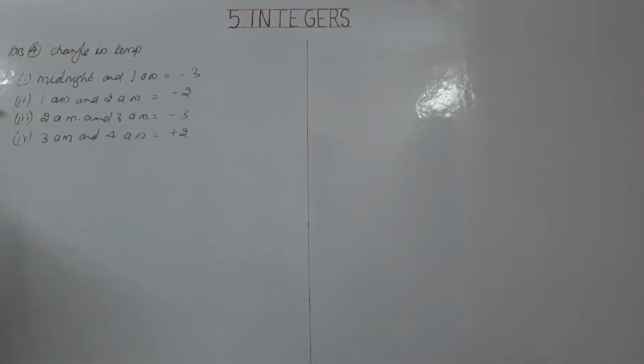So between midnight and 1 a.m., a drop in temperature, a drop of 3 degrees. Then 1 a.m. to 2 a.m., the next hour, again a drop of 2 degrees. Between 2 a.m. and 3 a.m., a drop of 3 degrees, and in the fourth hour, 3 a.m. to 4 a.m., there is a rise in temperature of 2 degrees. So the question is, what was the total fall in the temperature between midnight and 4 a.m.?